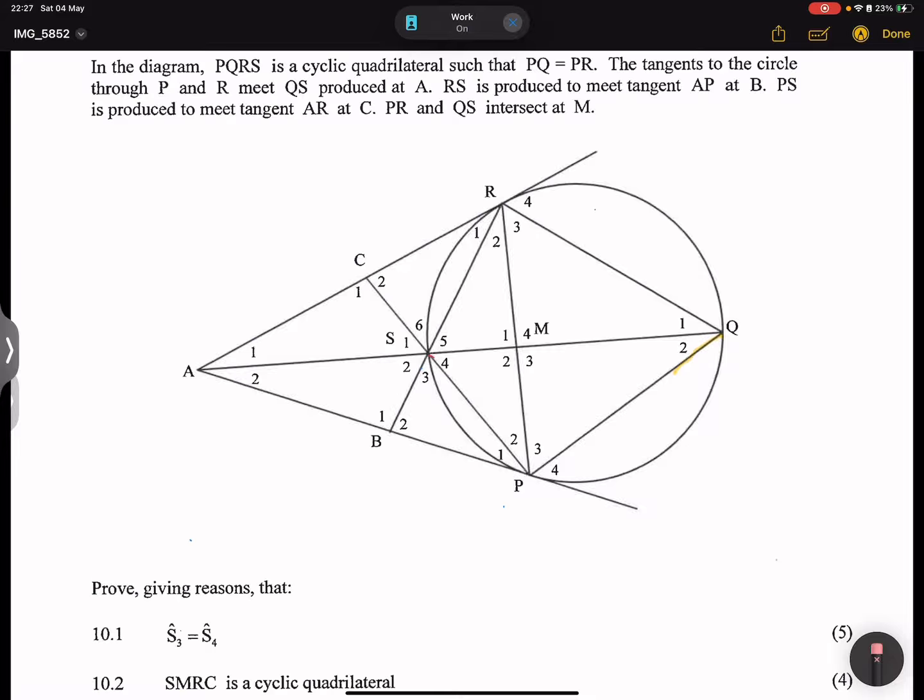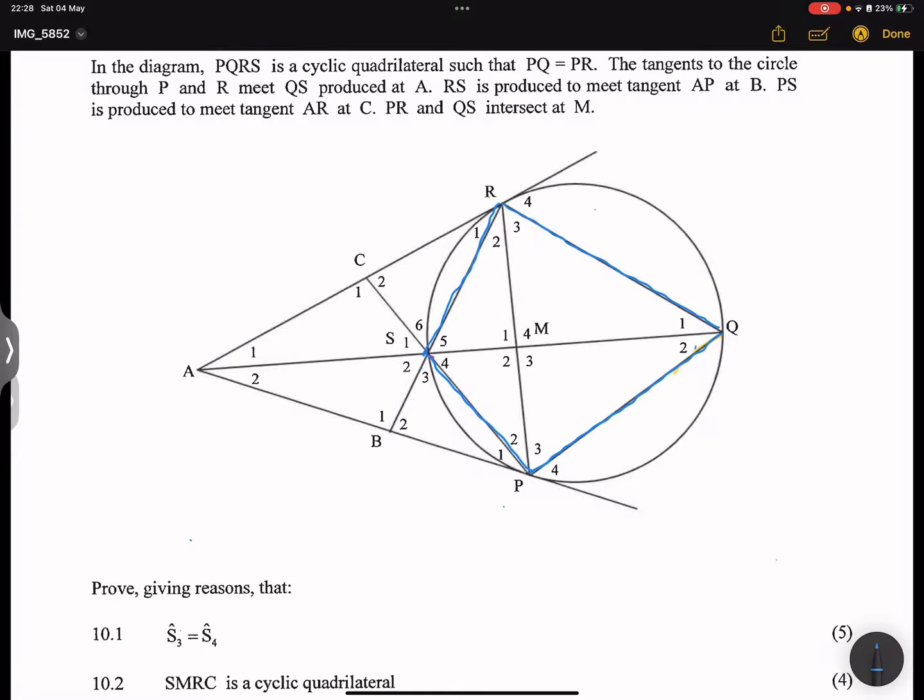Now, ladies and gents, we'll look at question 10. Right, so in the diagram, we are given PQRS, which is a cyclic quadrilateral. So what I'm going to do is just try to highlight that guy as much as I can. So PQRS, we know this is a cyclic quad. Okay, so that makes it easier for us to see those exterior angles and to see opposite angles as well.